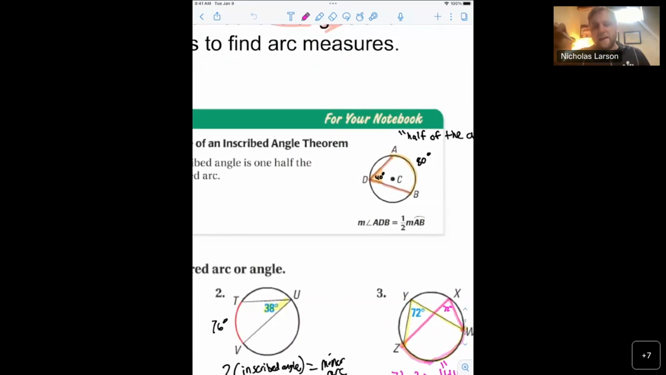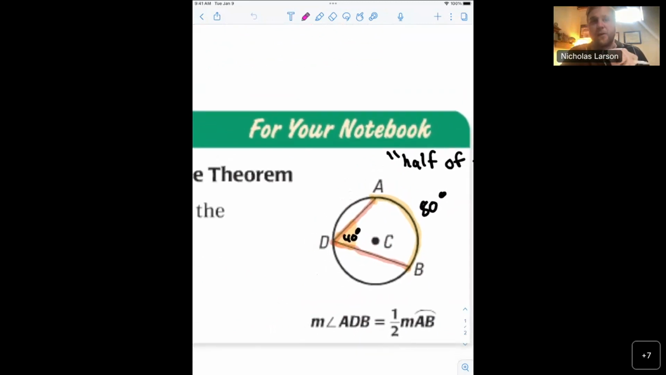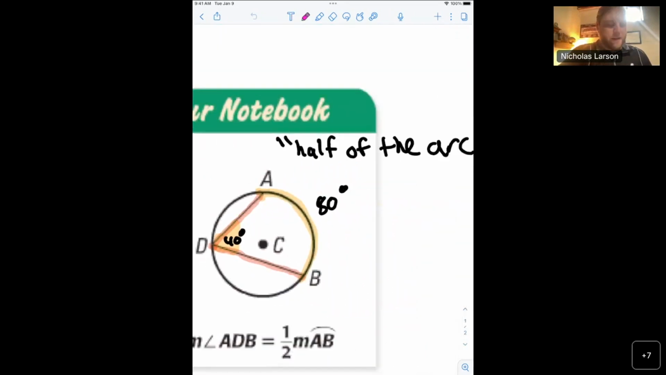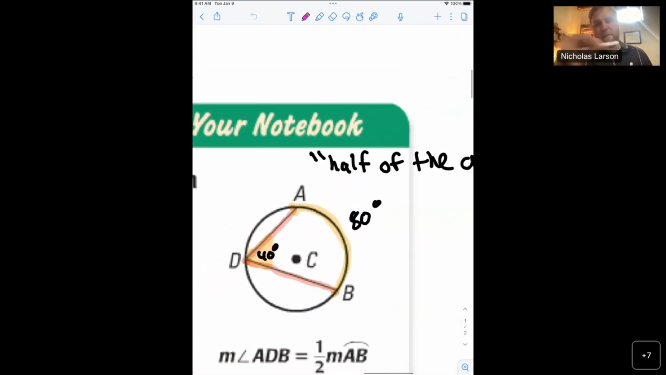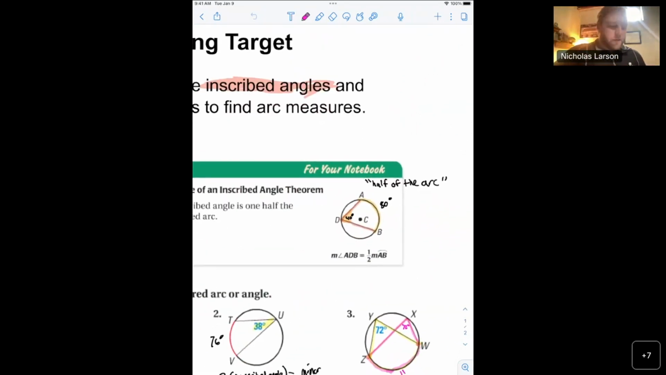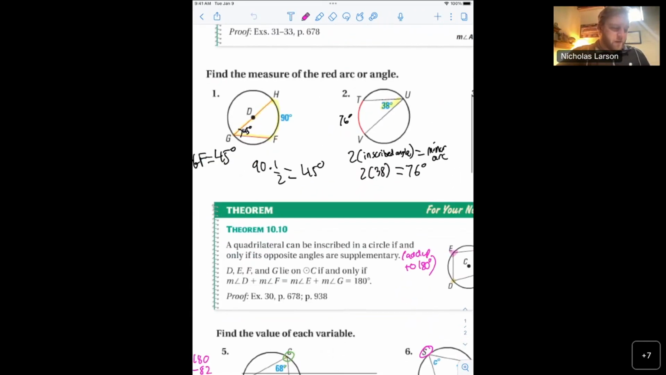The big idea with inscribed angles is that whatever my angle is, it's going to be half as big as the arc measure. So you can see that arc AB is 80, which means that this angle over here is going to be 40. Now it works both ways. If I have the angle, then I can multiply it by 2 to get the arc. Depending on what you have determines what we need to do. So the inscribed angle is half of the arc measure. That's really a big idea.